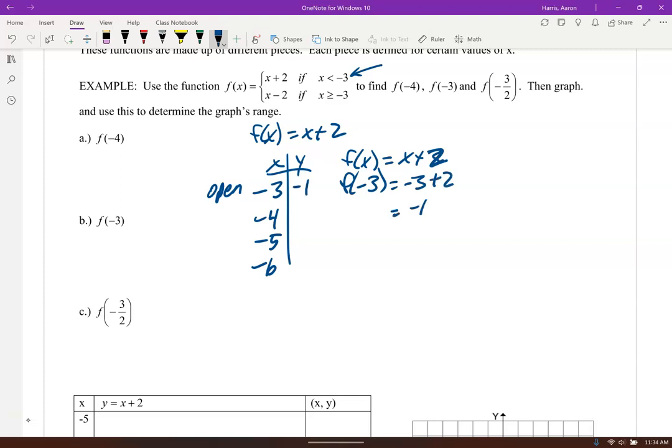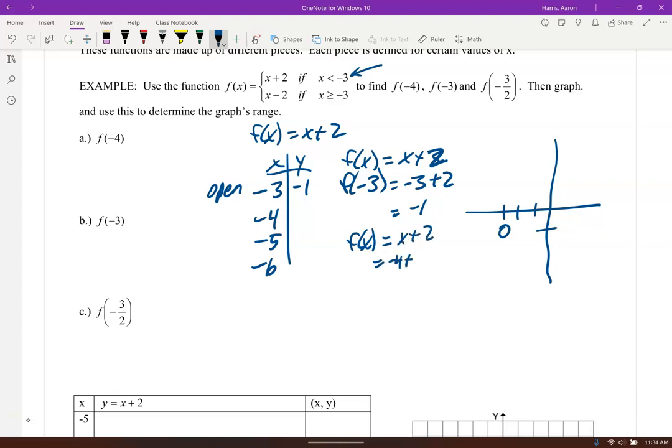We're not including that. So the first point I'd put on there is negative 3, negative 1. I make that open. Okay. And now I plug the negative 4 in. Again, I'm plugging it in. I'm not including that negative 3 point, but I am including the other ones that are less than negative 3.